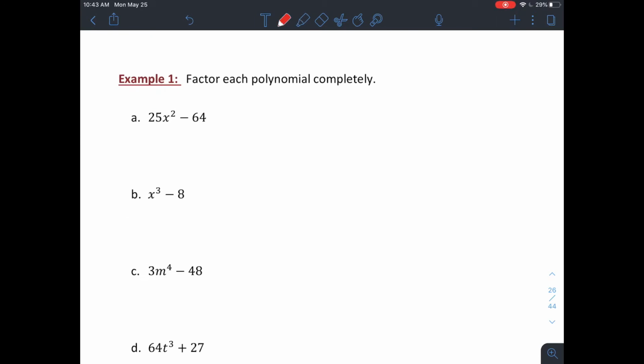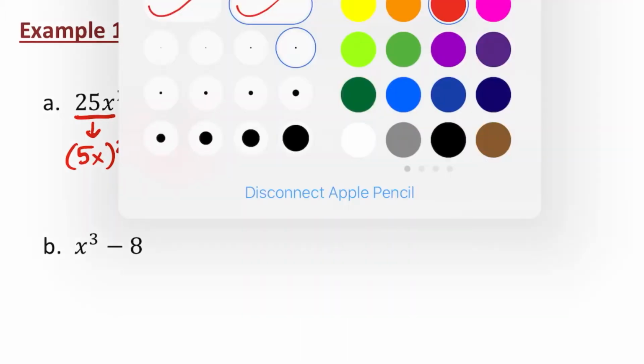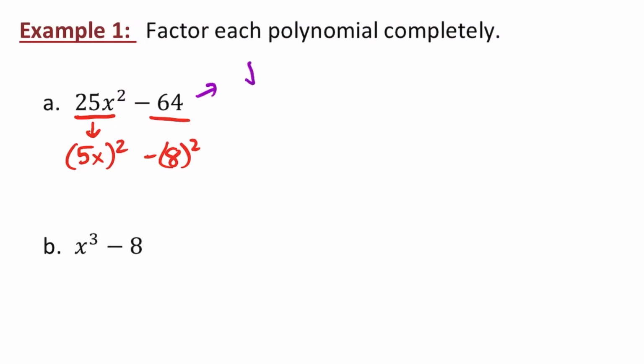So let's run through one here real quick. If you look at these, the 25x squared and 64 are perfect squares because you can get 25x squared by squaring 5x, and you can get 64 by squaring 8. You can also think about square roots if that's easier for you. If you do the square root of 64, you get 8, so it's a perfect square. And if you do the square root of 25x squared, you get 5x, so that's also a perfect square.